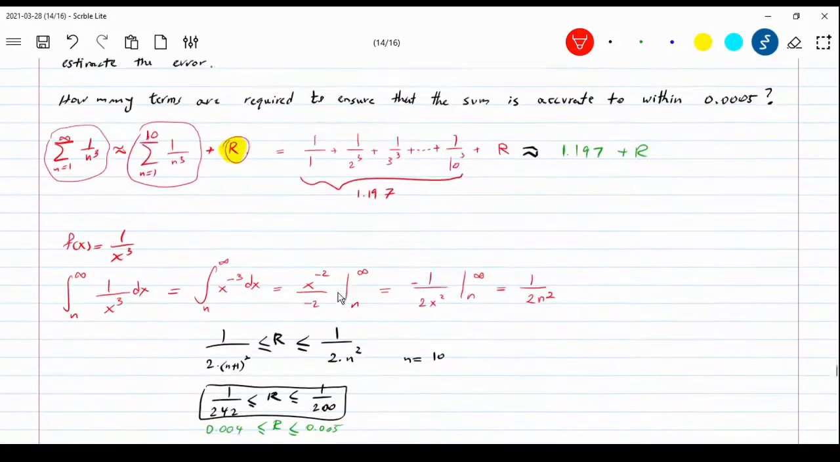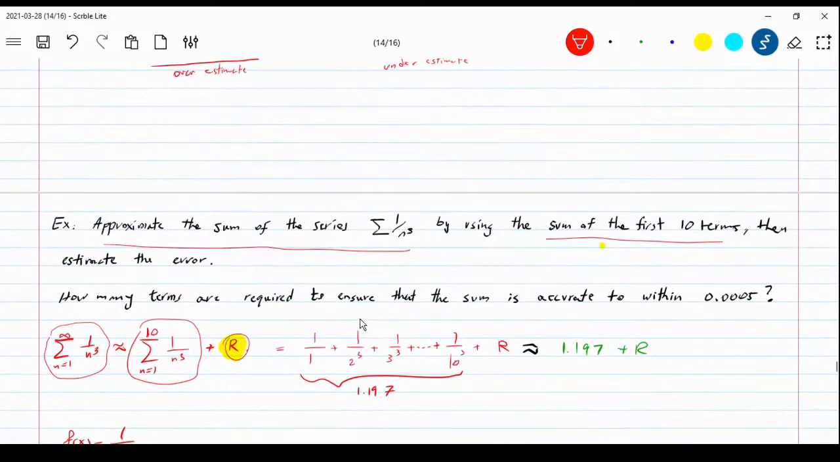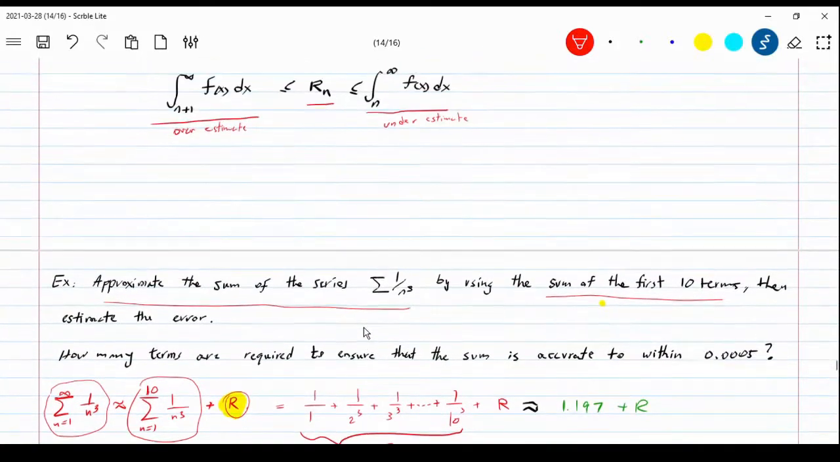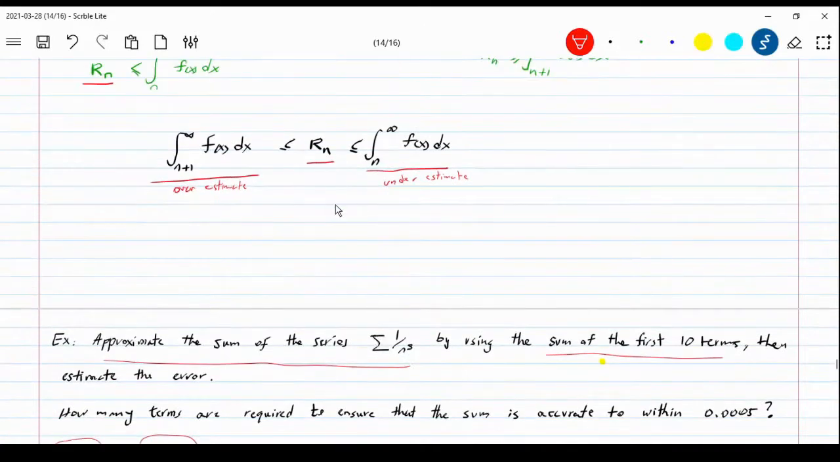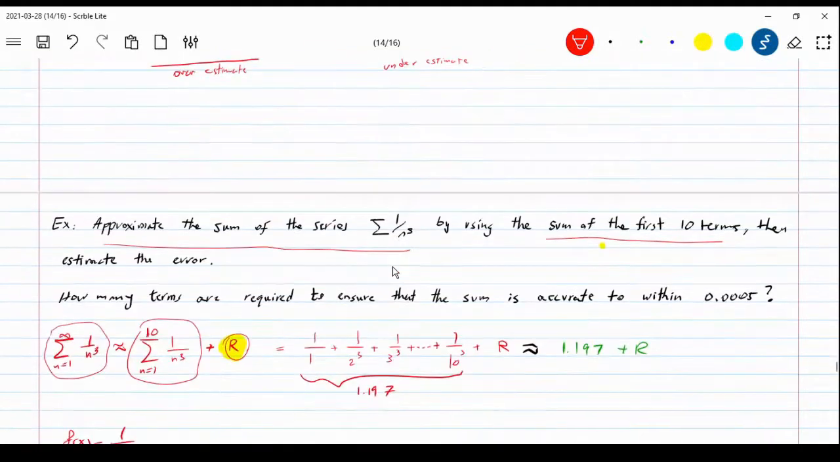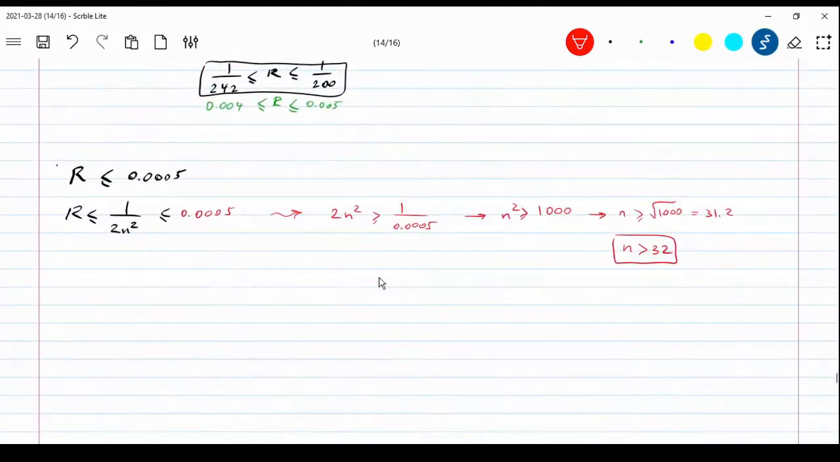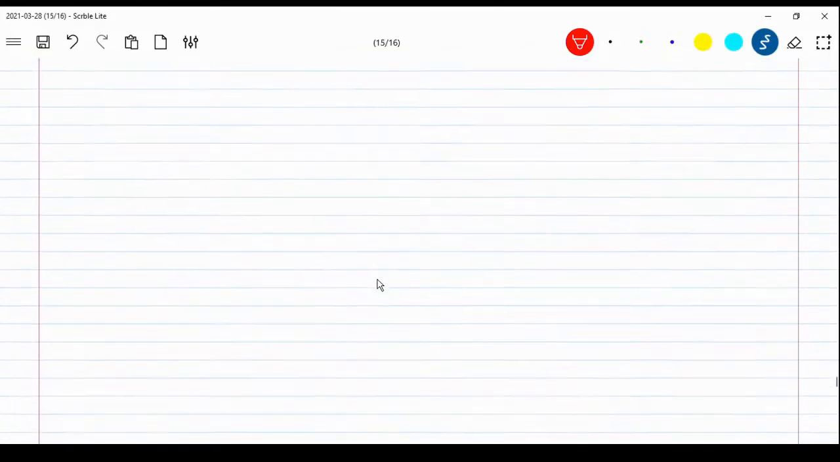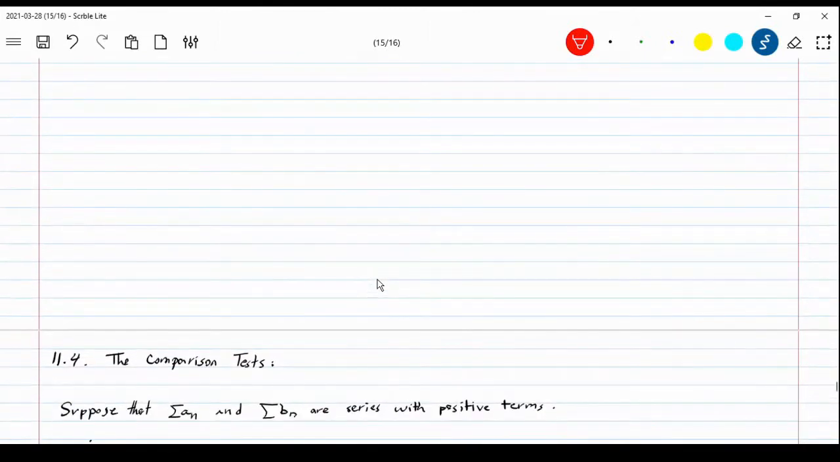So this estimation is useful to approximate what the leftover is. It can give you an overestimate and underestimate of the range. Okay, so this is it for this section. I will stop here and we will continue next time, talking about comparison tests and another method to discuss the convergence or divergence of a series. So let's stop here.